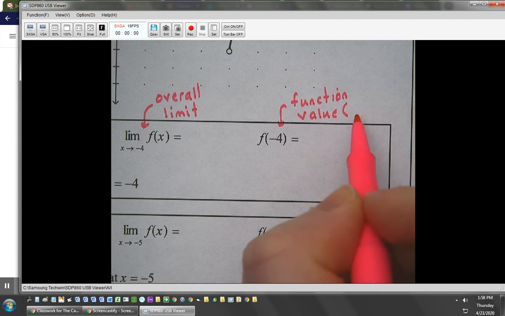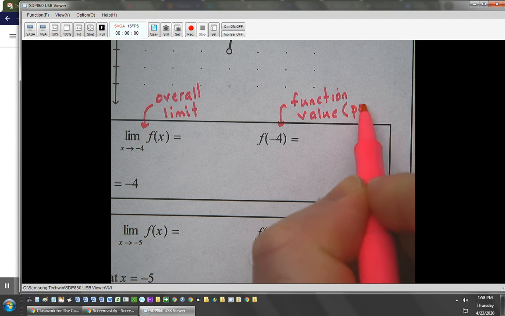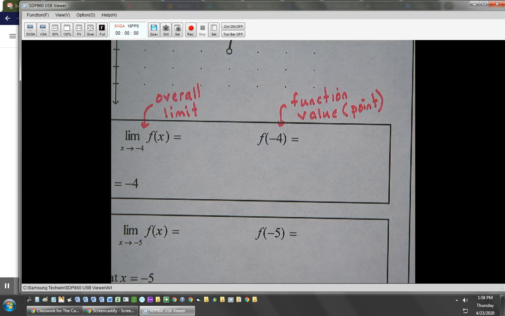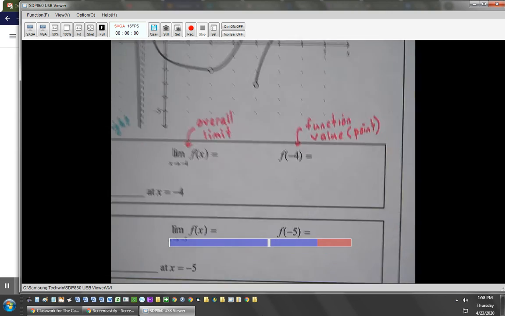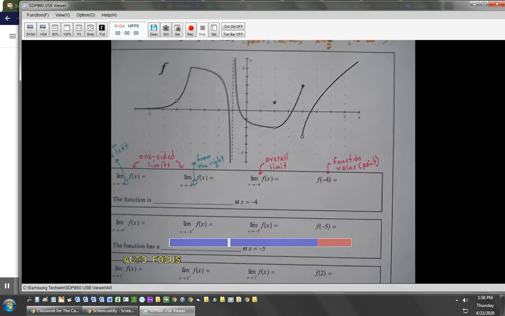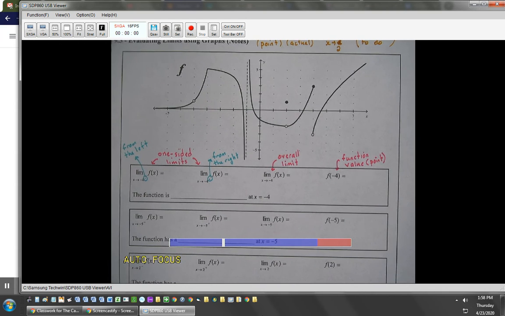In other words, it's the point. It's the actual dot that's occurring at -4, at x equals -4. Okay, so now let's go back up to our graph and try to analyze these.